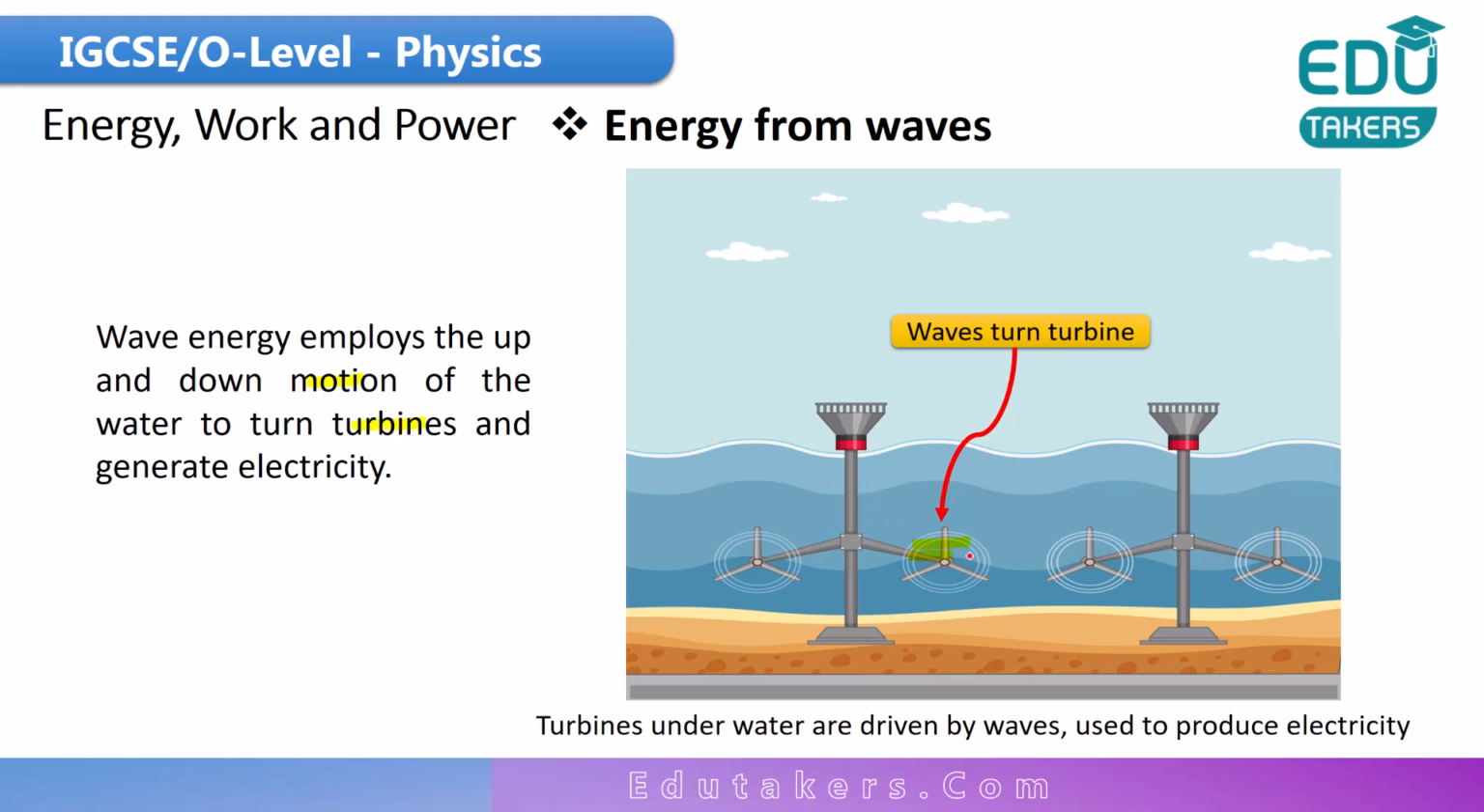These are basically the turbines, and these are the water waves. When the water waves move up and down, the turbine runs, due to which electricity is produced.